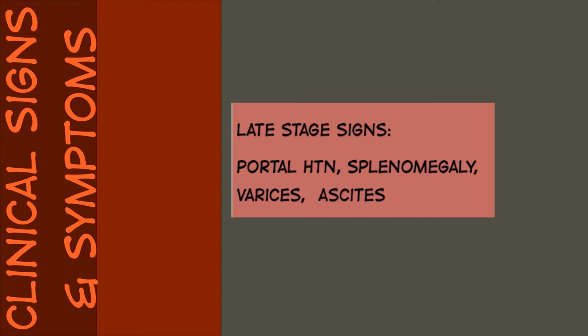Late stage signs then are when the eggs have gone up to the liver and have started to block things off. And so what we typically see with late stage schistosomiasis are very similar to cirrhosis or to portal hypertension, because these eggs have basically blocked off the whole portal venous system. They've created this big mass of eggs in there. So we'll see splenomegaly along with that, varices and ascites start to form.